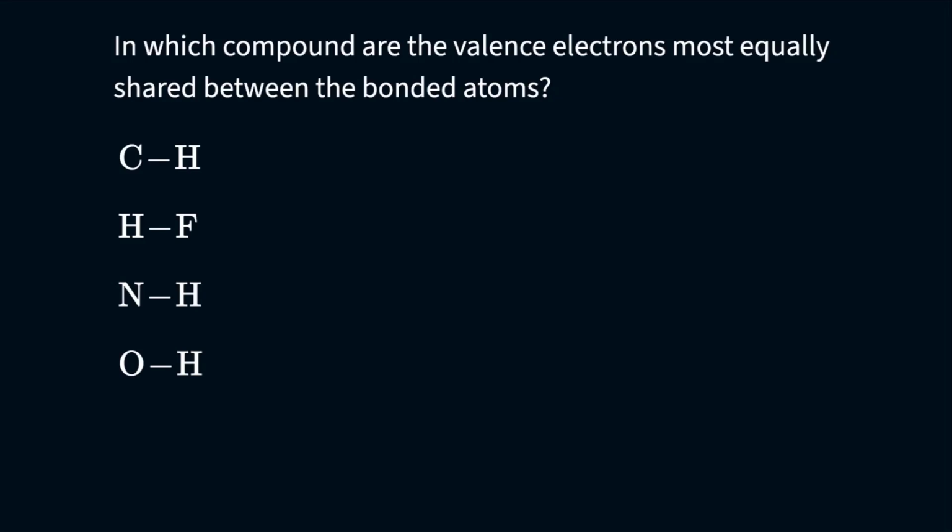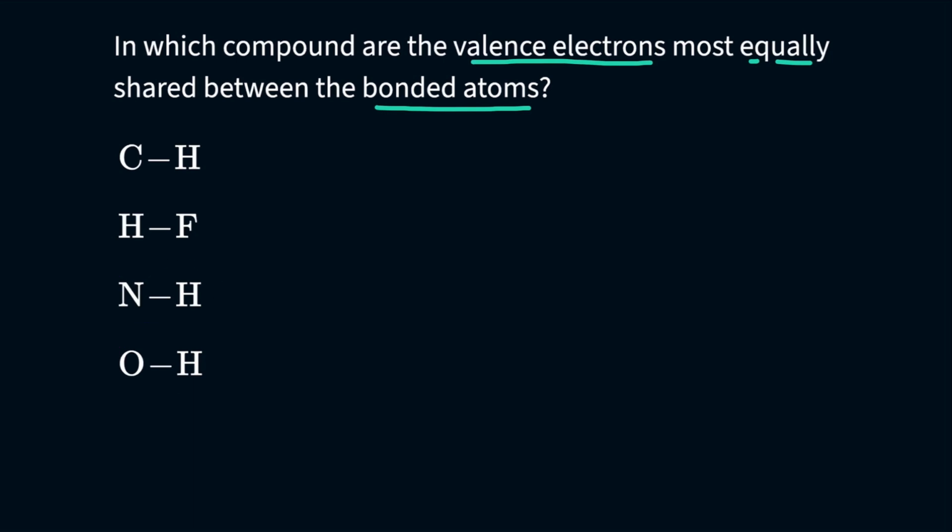In which compound are the valence electrons most equally shared between the bonded atoms? And then we have A, B, C, or D. So we have a choice of 4, right? Are the valence electrons most equally shared in a CH bond, an HF bond, NH, or OH?